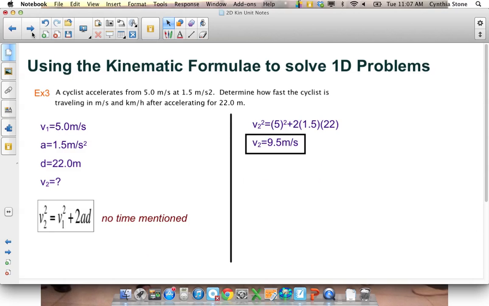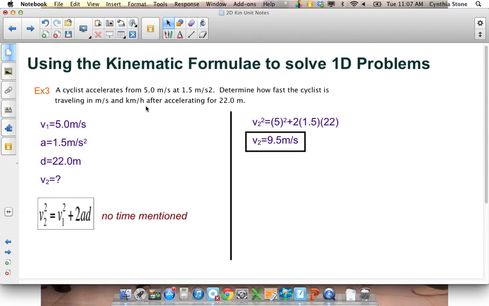This time, different case. I've got a bicyclist. He's accelerating, or she. Initial speed of 5 meters per second. This is acceleration. That should be a superscript up there. Just determine how fast the cyclist is going. I'm looking for a V. Oh, I didn't do the kilometers per hour. Whoops. After accelerating for 22.8 meters. So I'm given a D, an A, a V1. I want to find V2.